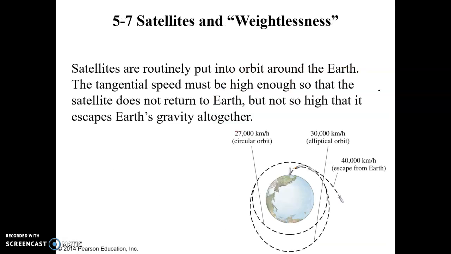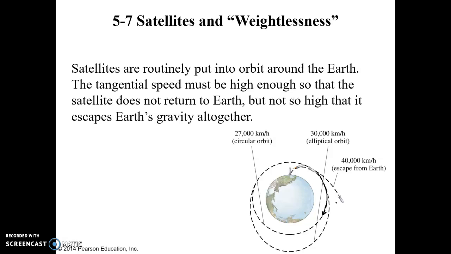So let's talk a little bit about satellites. A satellite is essentially any object that orbits around another. Our moon is a natural satellite. It orbits around the Earth. The Earth is a satellite of the sun. The Earth rotates around the sun, and we have lots of artificial satellites as well. Communication satellites, GPS satellites. All these satellites are orbiting around the Earth.